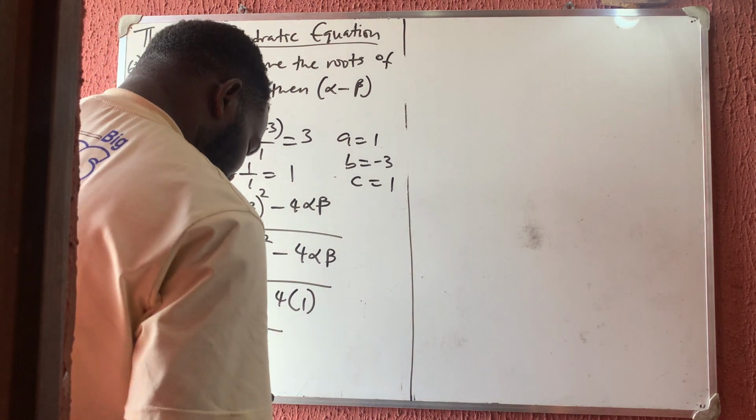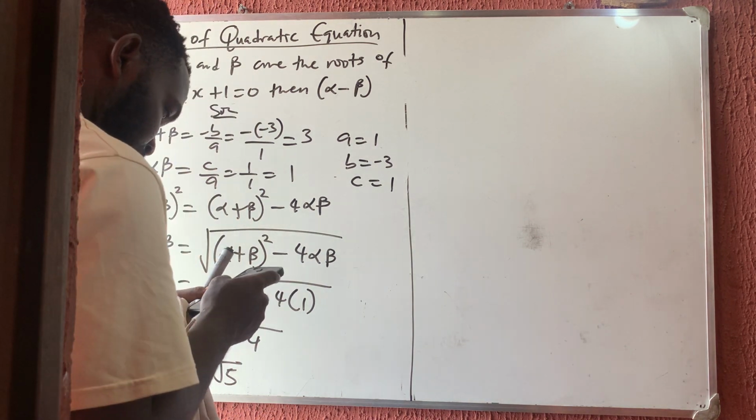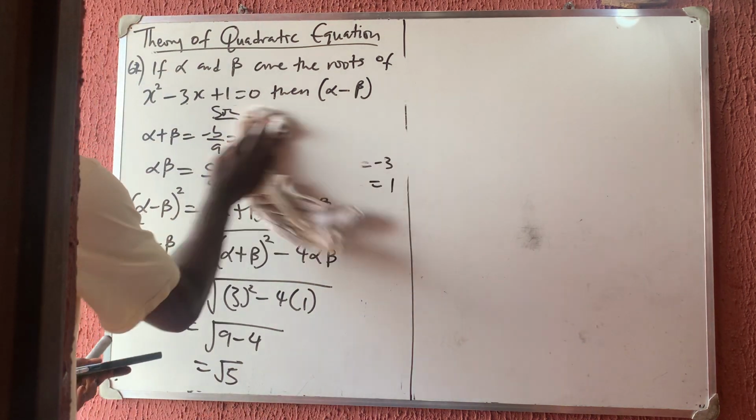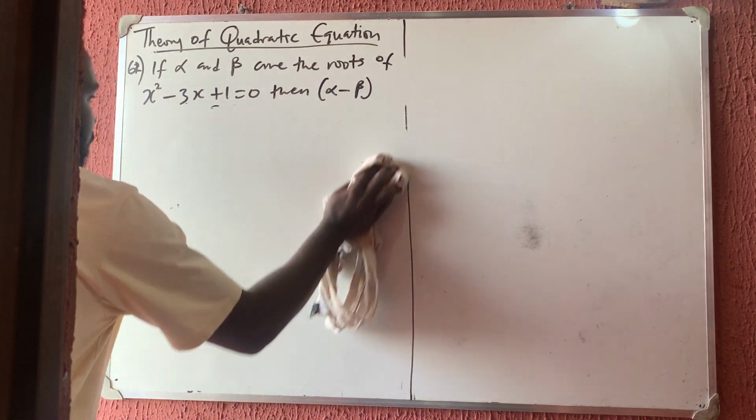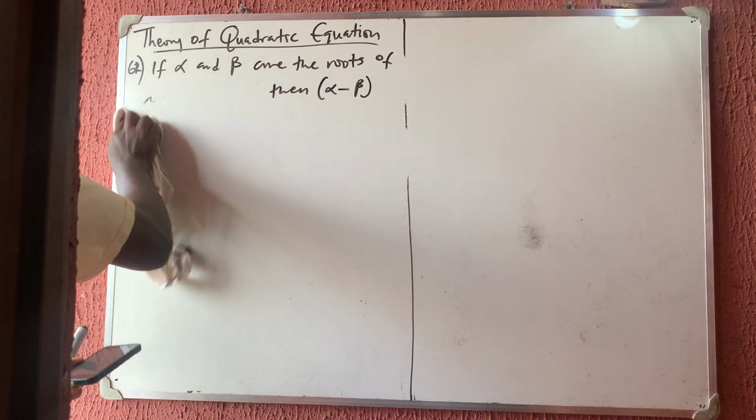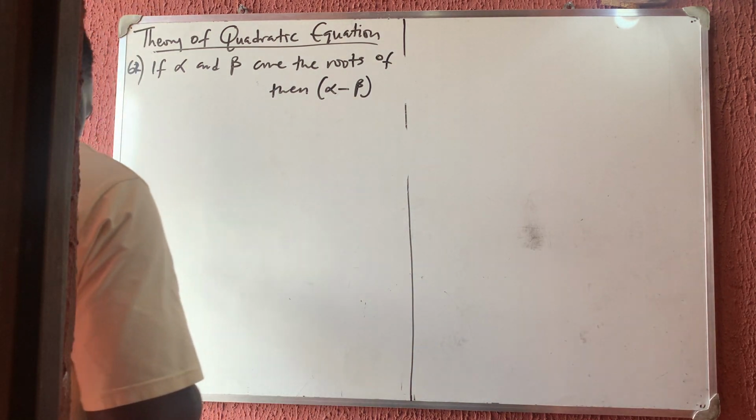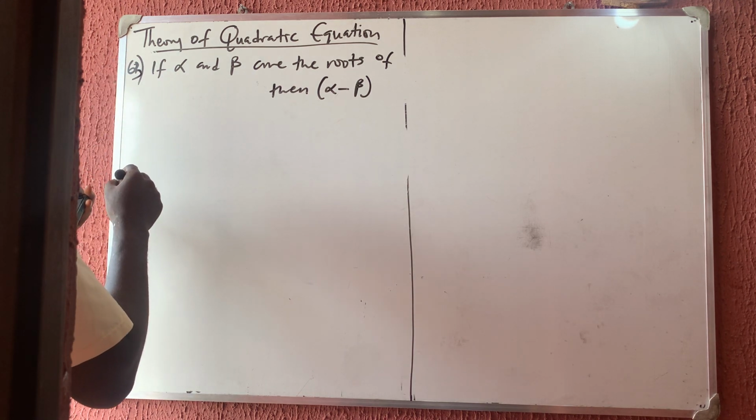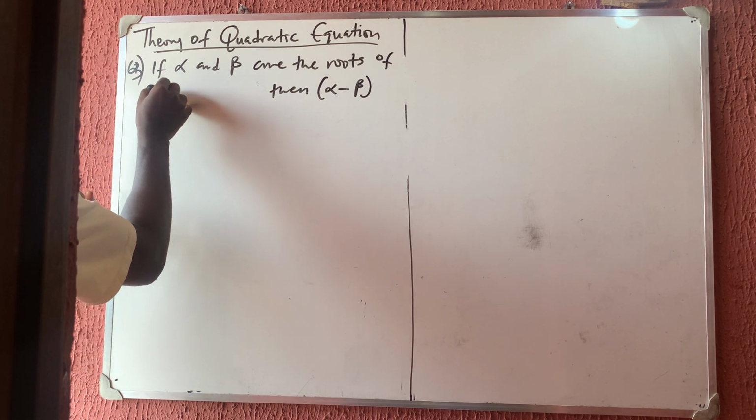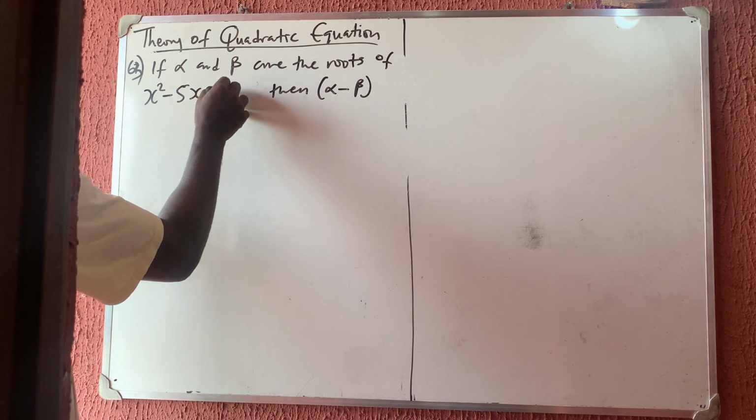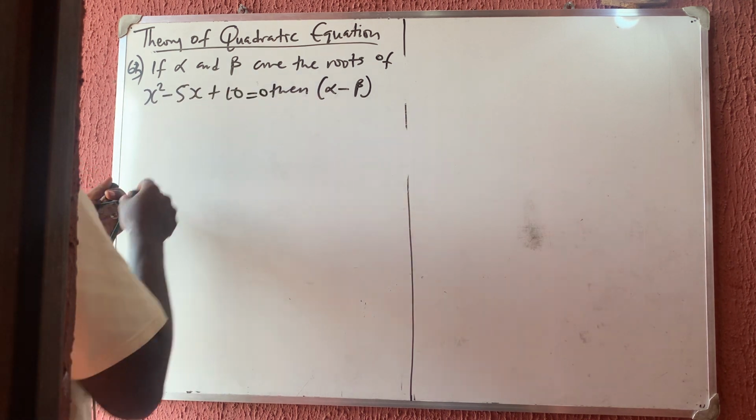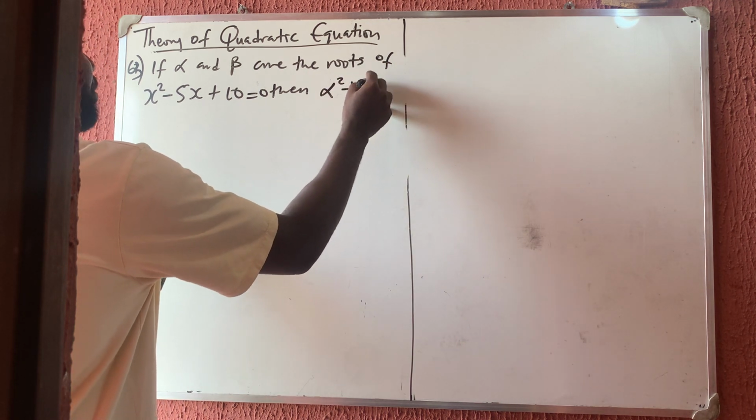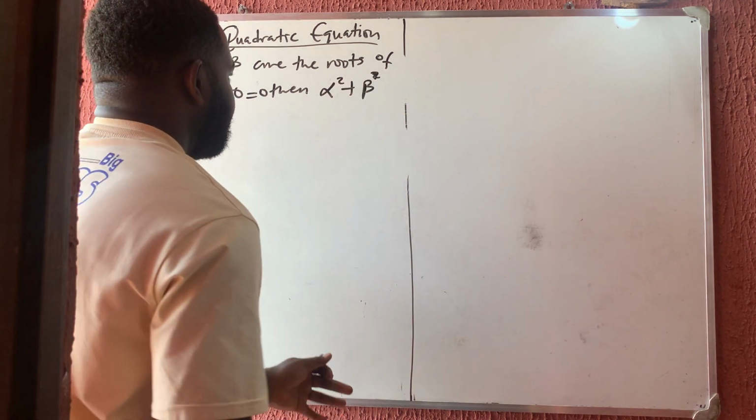Then question number 43. Question number 43 said if alpha and beta are the roots of x squared minus 5x plus 10 equal to 0, then we should find alpha squared plus beta squared. All right, it's very, very simple.